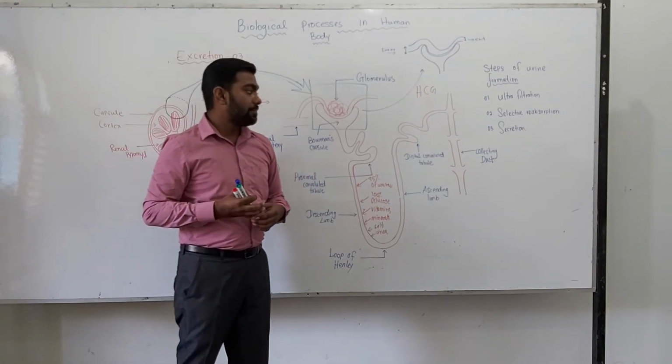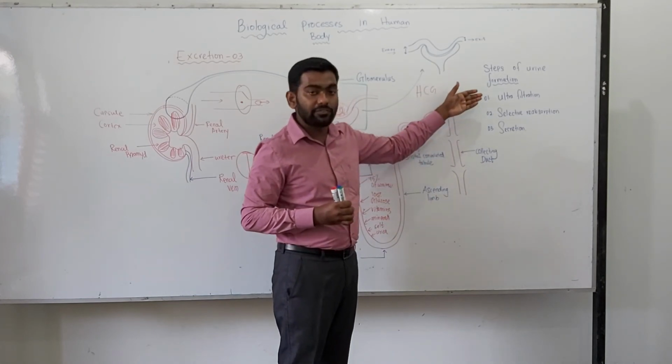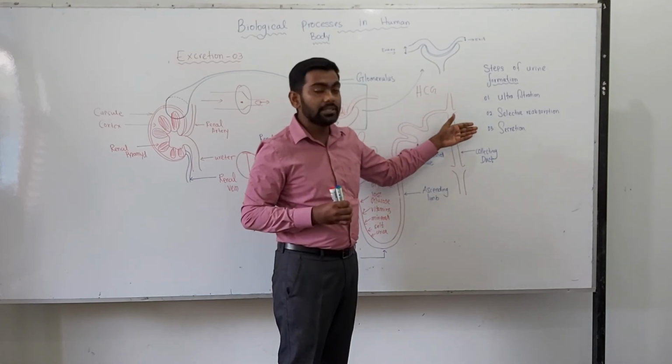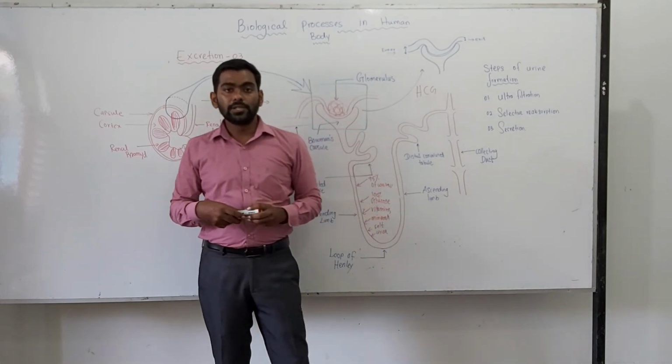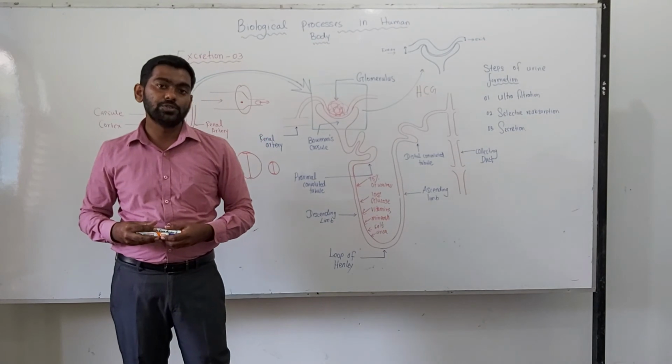So these are the processes. Again, let me repeat the three processes: ultrafiltration, selective reabsorption, and secretion. These are the processes that happen in each and every nephron in order to produce urine.